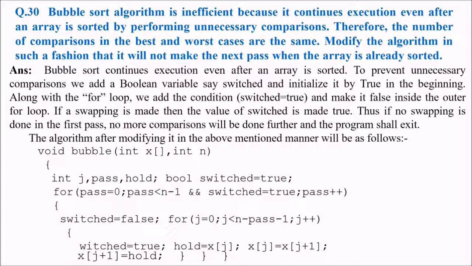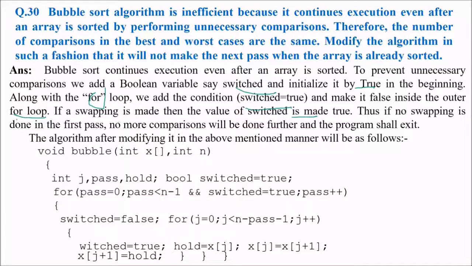This is the answer. Bubble sort continues execution even after an array is sorted. If we want to prevent this unnecessary comparison, we need a Boolean variable, say switched, initialized to true in the beginning. Along with the for loop, we add the condition switched equal to true, and make it false inside the outer for loop. If a swap is made, the value of switched is made true.